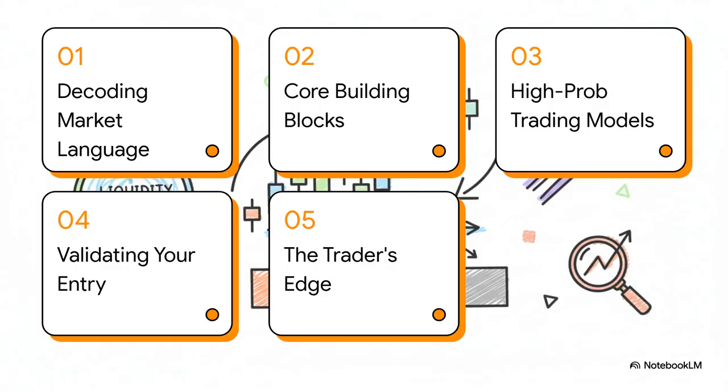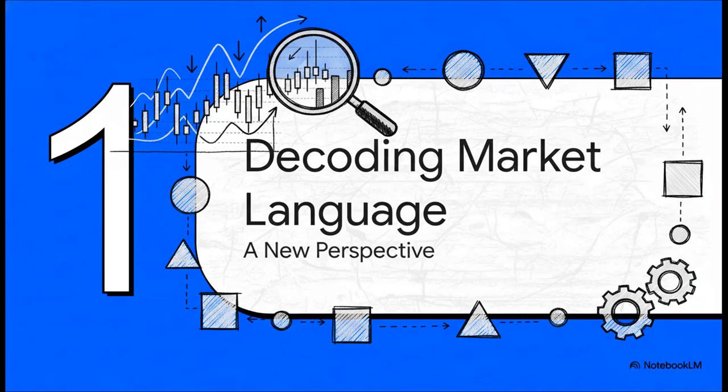So, here's our game plan. First, we'll talk about decoding the market's language from this specific point of view. Then we'll get into the core building blocks. Think of it as the vocabulary you need to know. After that, we'll assemble those blocks into actual trading models, figure out how to validate an entry, and then wrap it all up with what actually gives a trader their edge. Let's dive in.